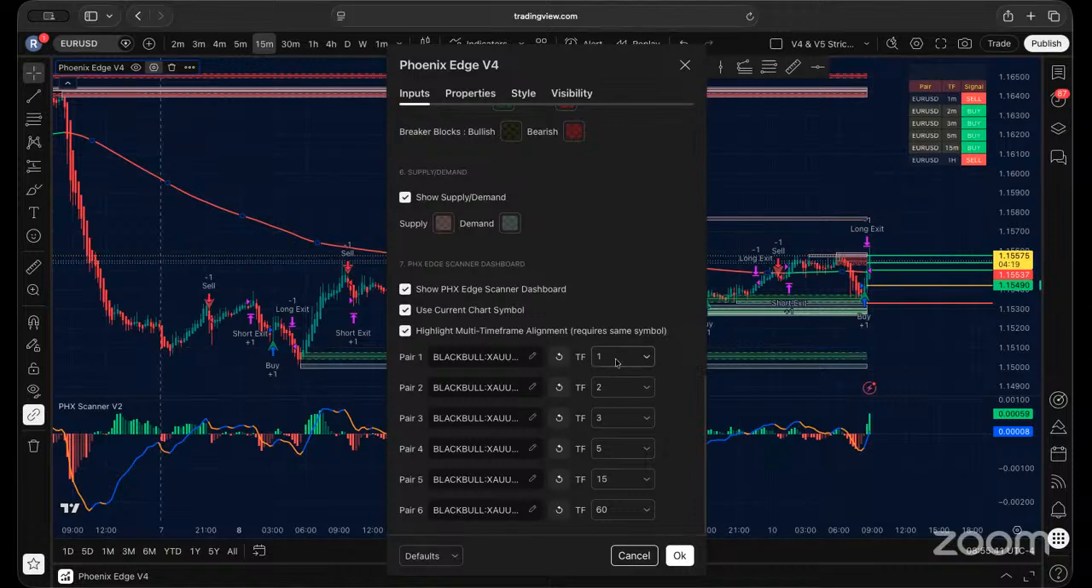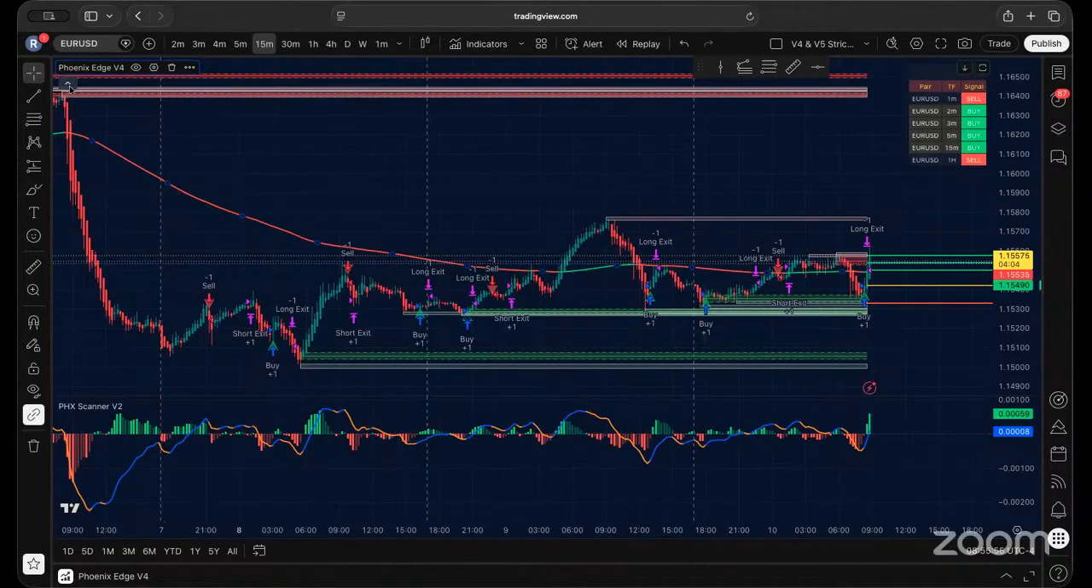And this is how you enter your time frame. So if you are a scalper, you're mainly looking at the lower time frames and maybe one high time frame to do your analysis, and so on. So this is how you would just change, again, your time frames. And then that's pretty much how you would set up your Phoenix Edge.